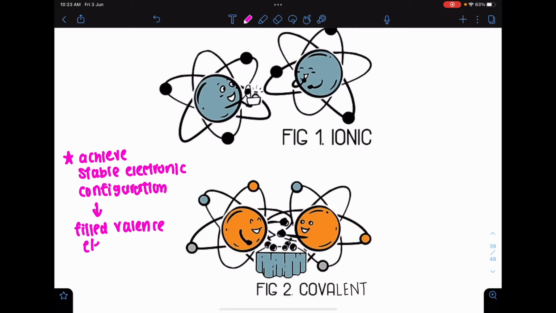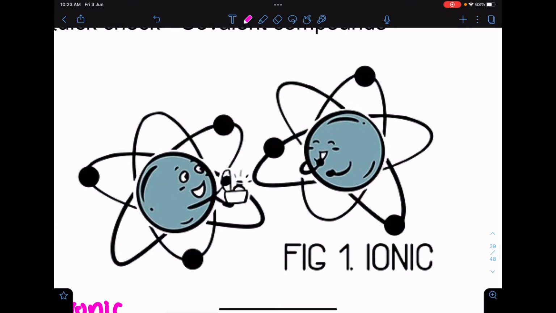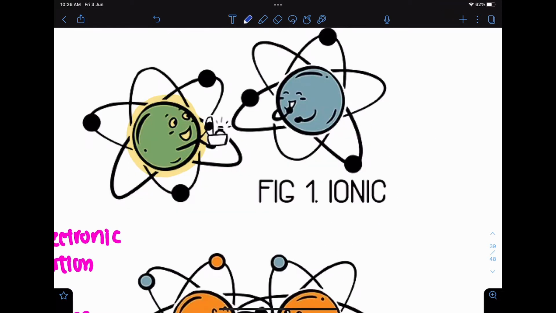So in order to achieve that, they can do one of two ways. They can either do ionic bonding or covalent bonding. Okay, so let's look at ionic bonding first. Now in this very cute cartoon, maybe let's color code this. So the yellow atom, it looks like it's proposing to the blue atom with a ring, right? So this yellow atom is going to be losing a ring, whereas the blue atom is going to be gaining a ring. So what is ionic bonding?